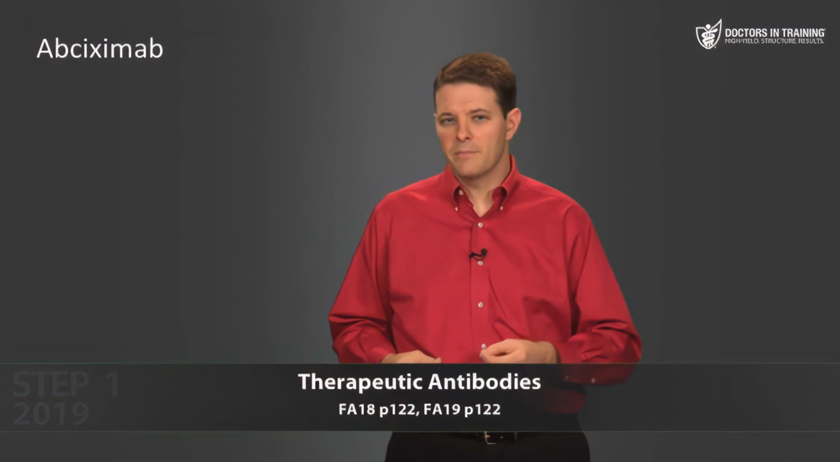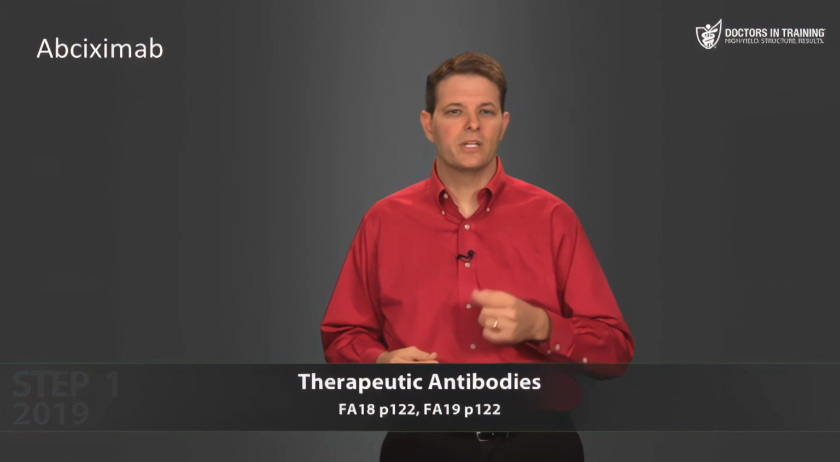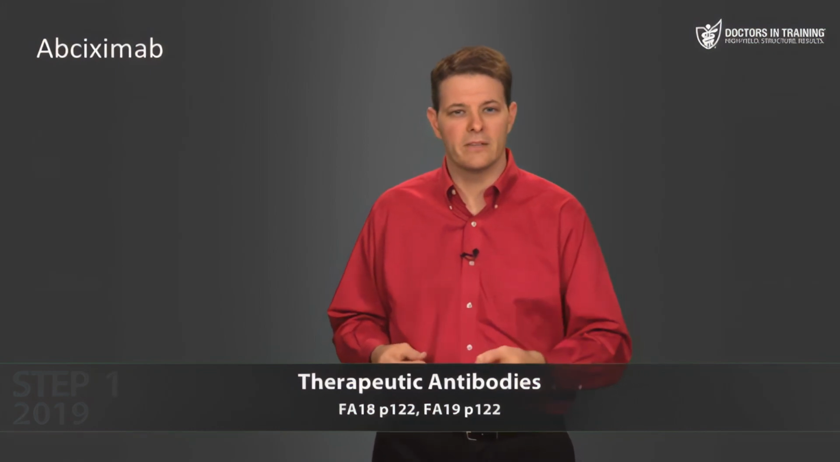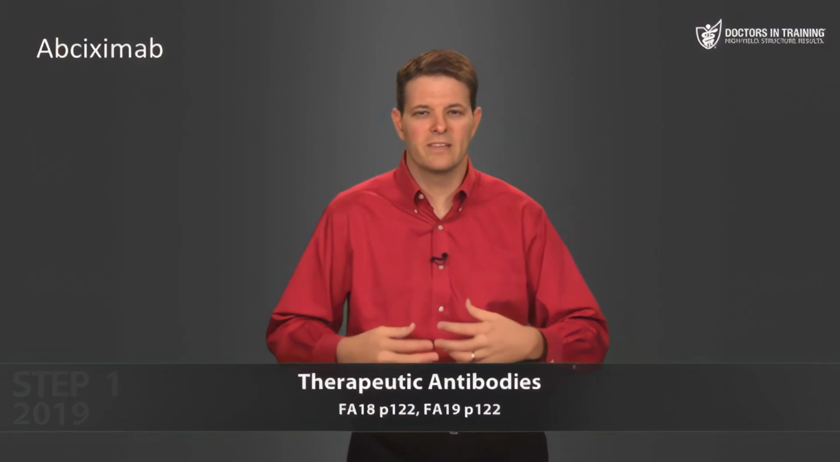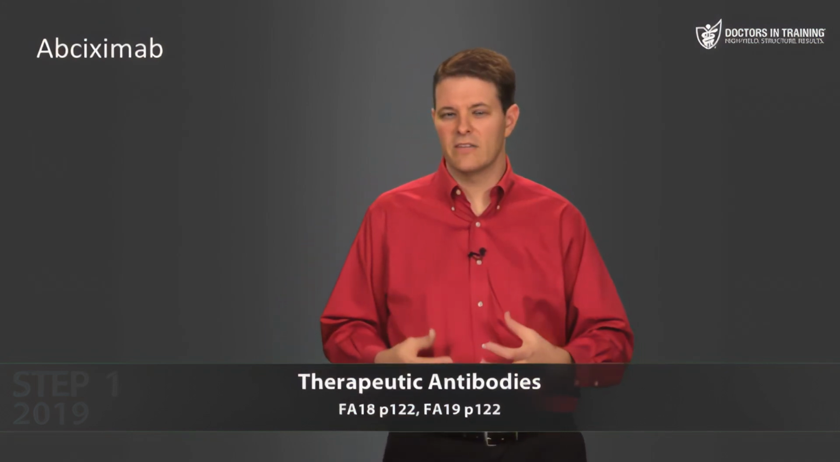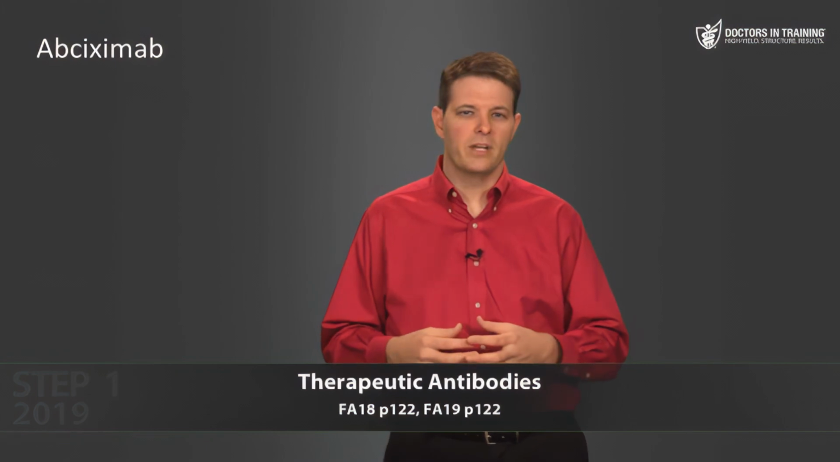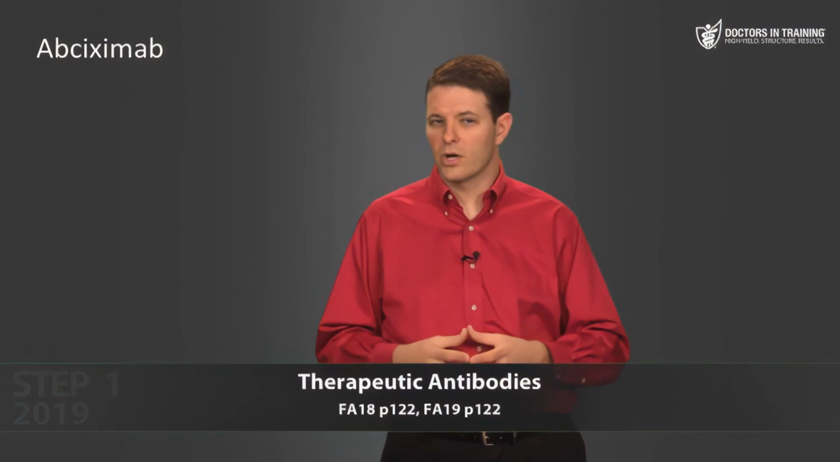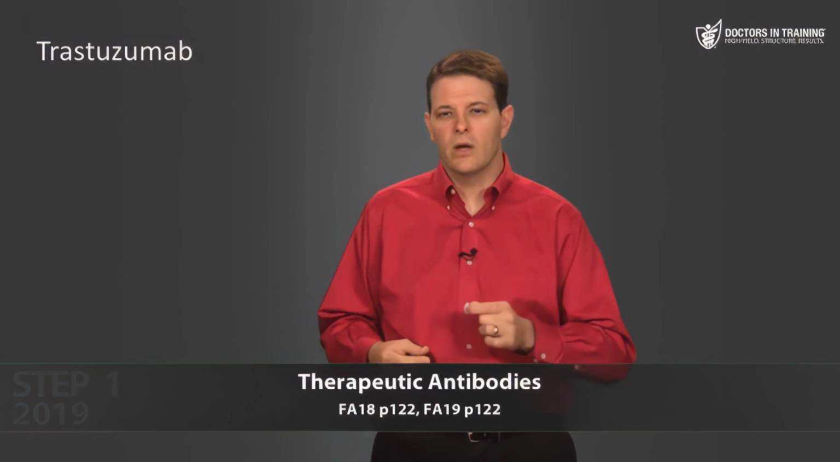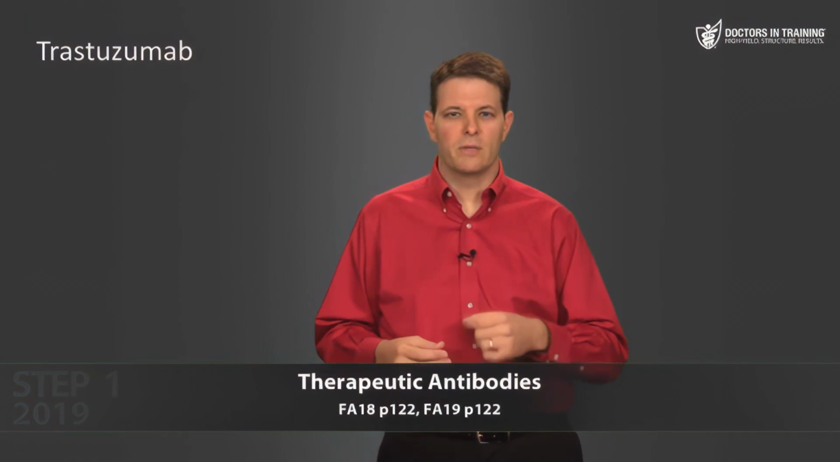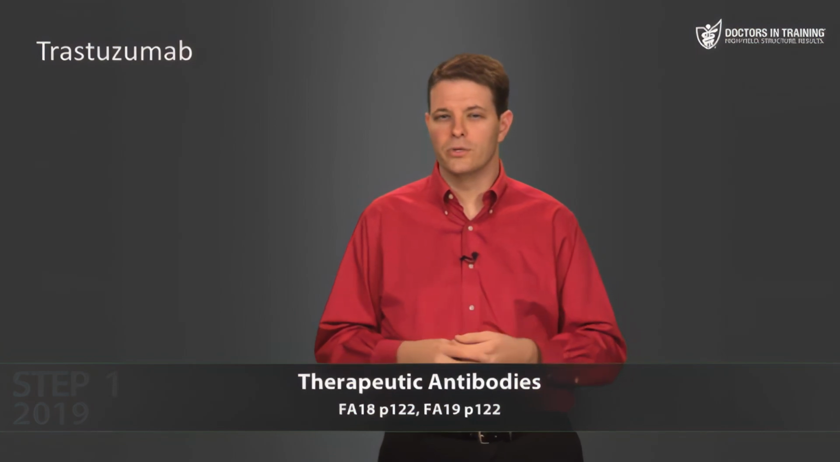There's abciximab, which is an antibody against the glycoprotein 2B3A receptors on platelets, which inhibits platelet activity. Now, this is used in patients that have recently had an angioplasty and stenting of their cardiac vessels, and also in patients with unstable angina or a myocardial infarction. And trastuzumab is an antibody against a protein called ERBB2 that we use to treat breast cancers that express HER2/neu.